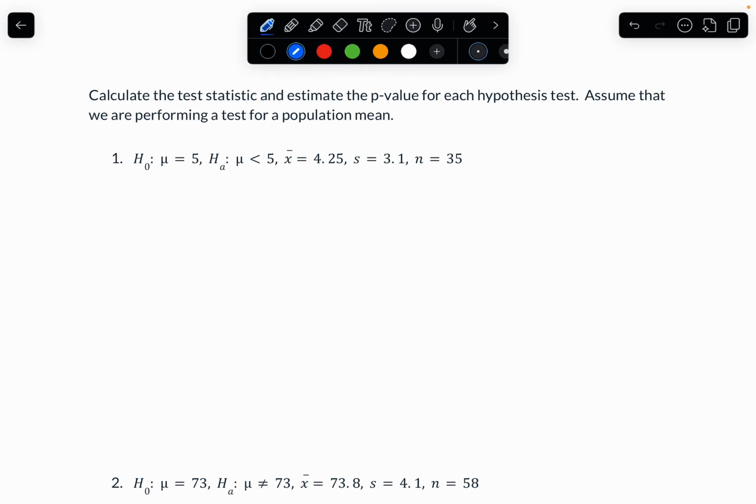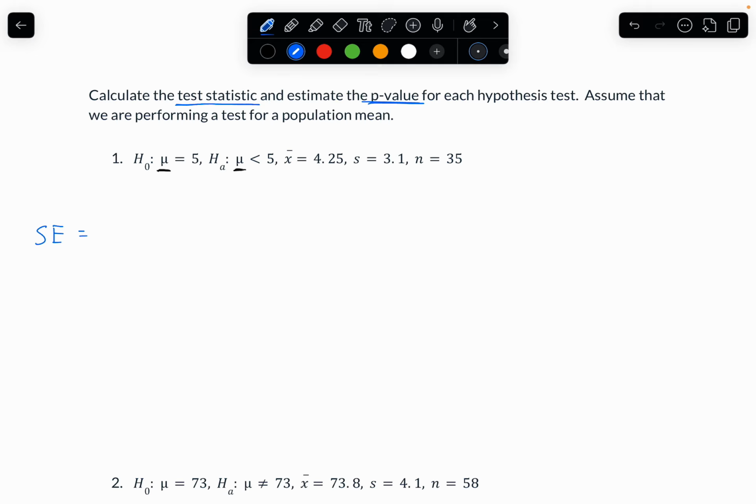So just like with our other problems, I need to start off by finding my standard error. I'm going to find my test statistic first, and then once I have that, I'll use that to estimate my p-value. Before I can calculate the test statistic, though, I need to find the standard error. So I need to find the standard error for this particular hypothesis test.